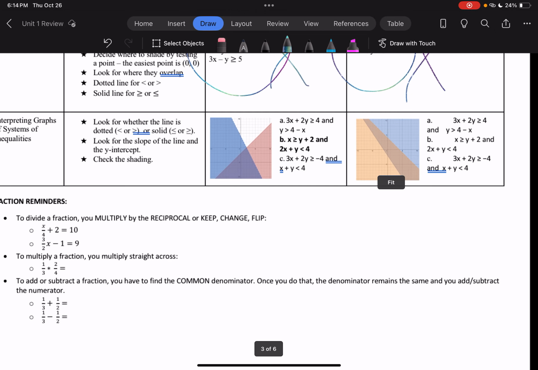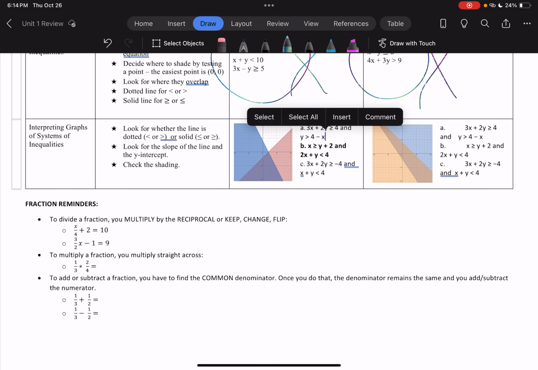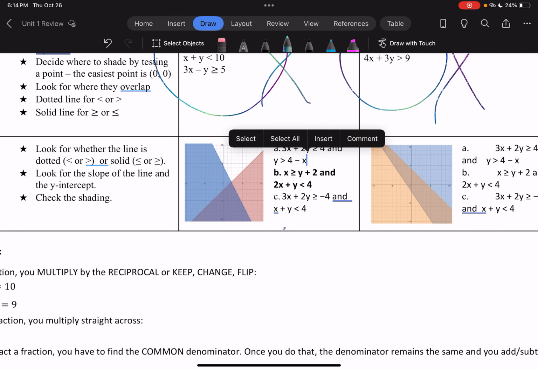All right, this last one says, look for whether the line is dotted or solid, right? It's giving you some solutions and some ways to analyze which equation matches this graph. So let's look at this carefully. We have a dotted line for one with a negative slope, and then we have a solid line for the other with a positive slope. So that means that whatever we choose should have both a less than or equal to and a less than or a greater than. All right, which it looks like all of these do. So any of them could be options.